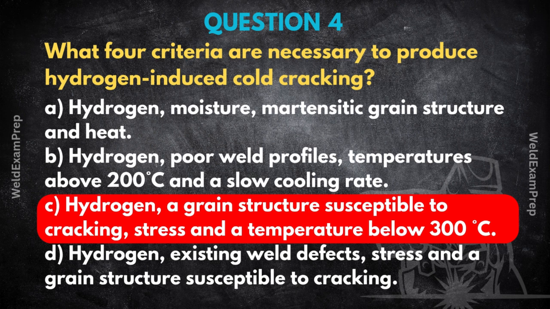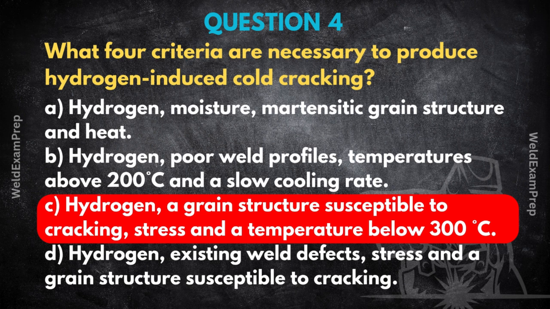It can sneak in from lots of places. Moisture is the big one. Damp electrodes, wet flux, condensation on the base metal, even just high humidity in the air. Contaminants like grease or paint can also be sources. And you don't need much, sometimes just a few parts per million.